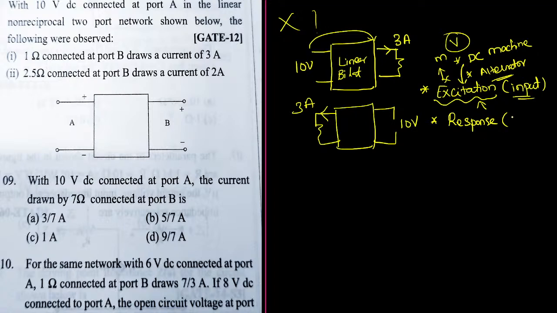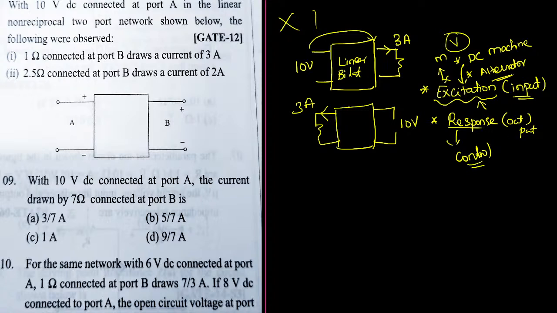Response means, for the input, what type of behavior you are observing at the output. What is the response? You did all this, but what did you get? What is the response for this input? That is called output. We mostly see the word response in control systems: what is the response of this circuit? So response means basically dealing with the output. So you might have understood the difference between excitation and response.